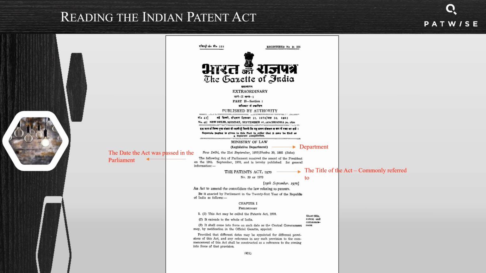Any act, such as the Indian Patent Act 1970, is published in the Gazette of India. Most important components of what is being published are the department under which the act or the law is published, the date the act was passed in the Parliament, along with the title of the act, which is commonly referred to here as the Indian Patent Act 1970.